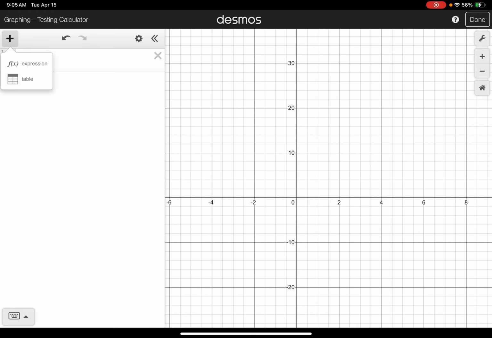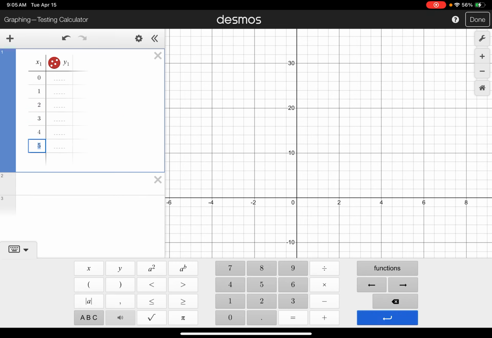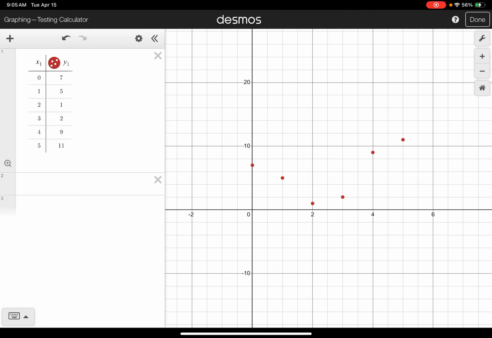All right, so you hit the little plus sign and hit add table, and then we need to enter that entire table in. So 0, 1, 2, 3, 4, 5. And then 7, 5, 1, 2, oops, we don't want to mess up our table, 9 and then 11. All right, and then you want to look at your screen here and you can see a quadratic curve happening. It's not a perfect curve because no data in the real world is going to be perfectly quadratic, which is why we want that regression.